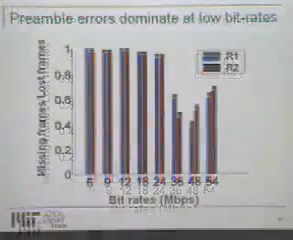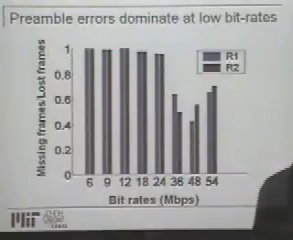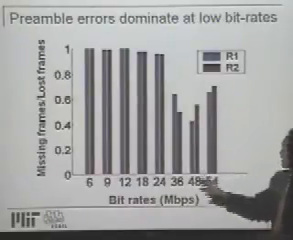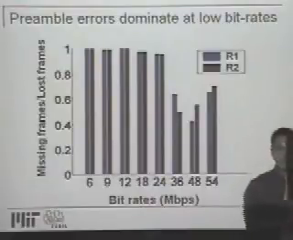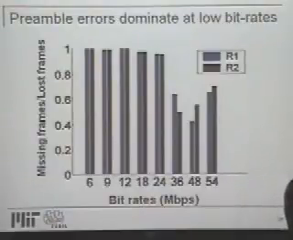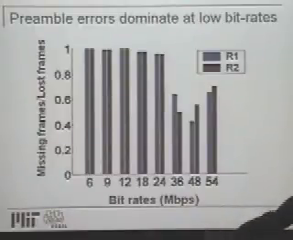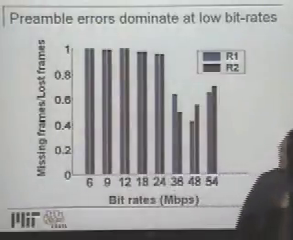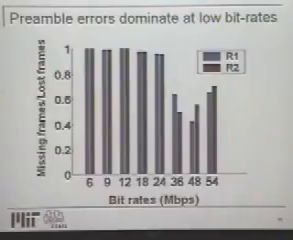In this plot, I'm trying to distinguish two types of loss: preamble loss and bit error loss. What I'm showing is the fraction of losses that result from preamble losses. Preamble loss means that each transmission has a preamble, and that's how the receiver tries to sync up with the frame. If it doesn't sync up, you lose the entire frame, no matter what. So you see that at the lower bit rates, there are mainly preamble losses.